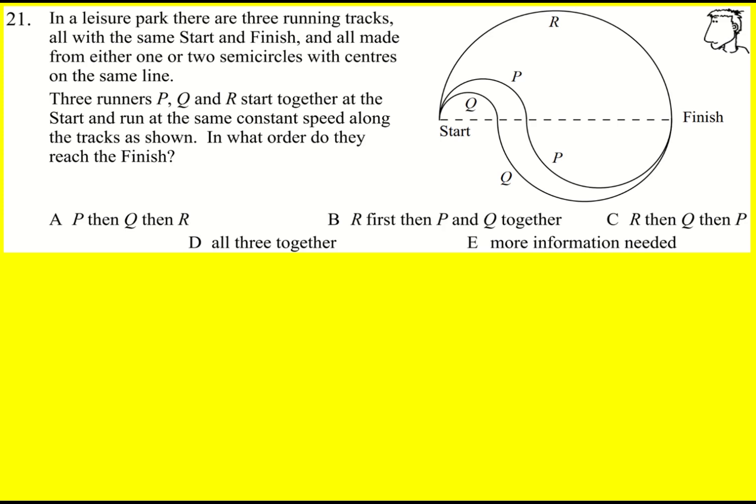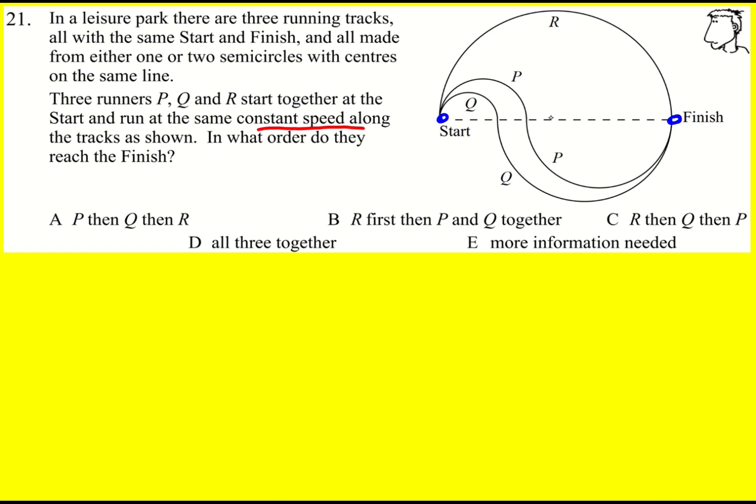We've got three running tracks in a leisure park that all start and finish in the same place. We've got P running along this one, Q running along this one, and R running along this one. They're running at the same speed, and so we're asked in what order do they reach the finish, i.e., which track is the longest.